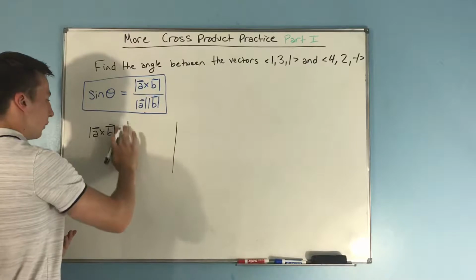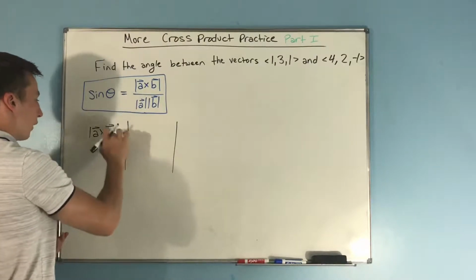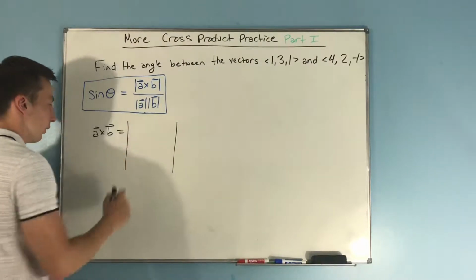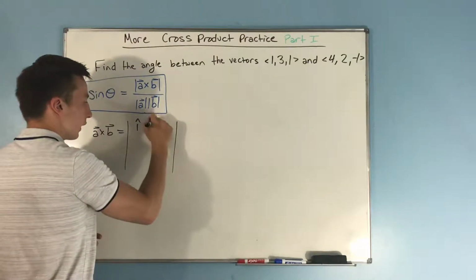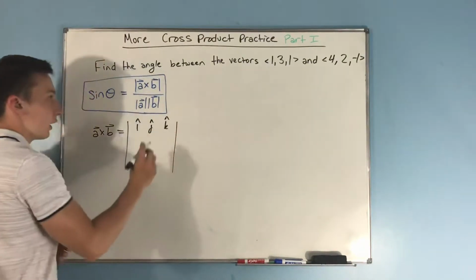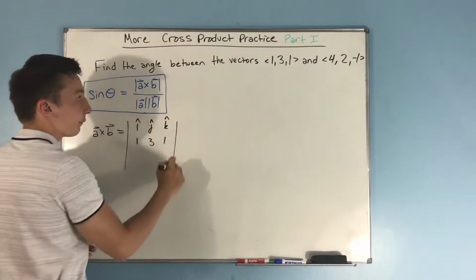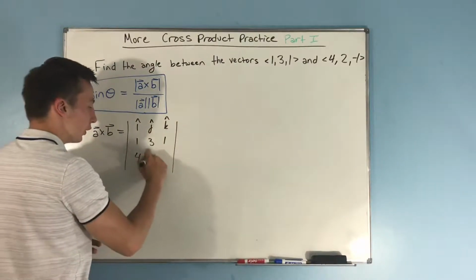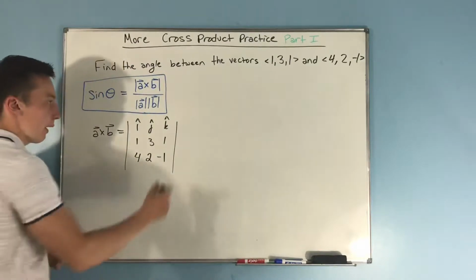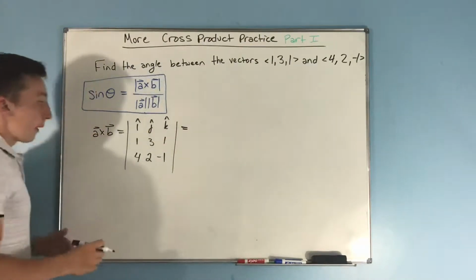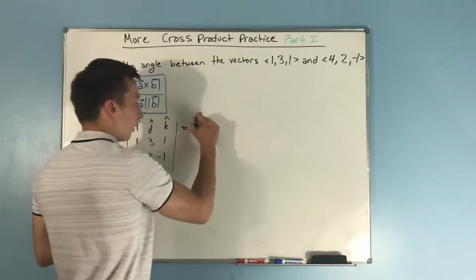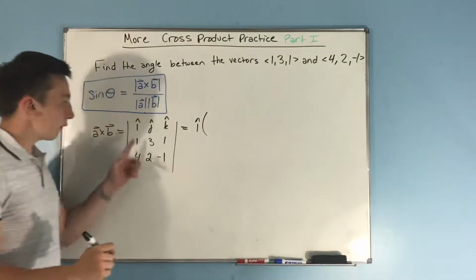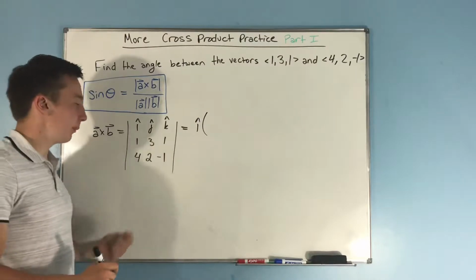I'm not going to have this equal, let's just do A cross B. There we go, that'll be equal. We put our unit vectors at the top, and then we put 1, 3, 1 and 4, 2, negative 1. Now, to solve this 3x3 matrix, the first thing we do is put our i hat here, and we find the determinant of this 2x2 matrix.